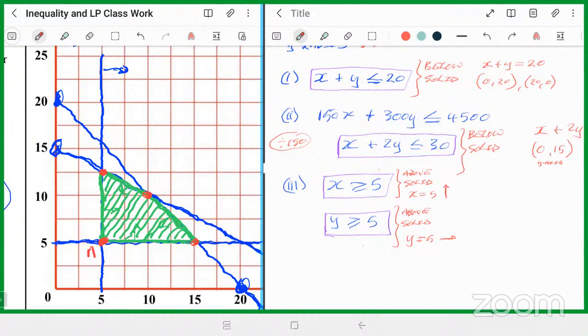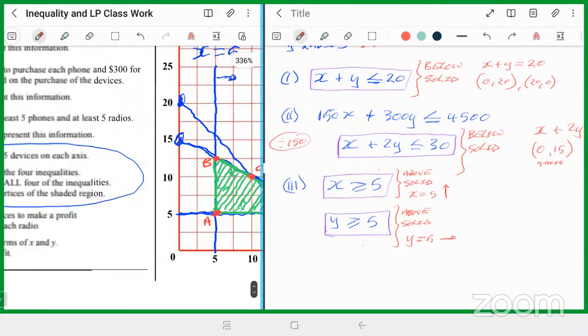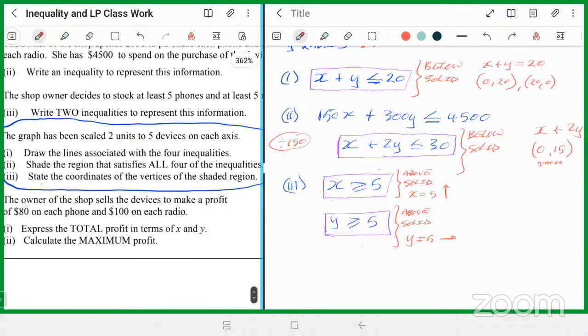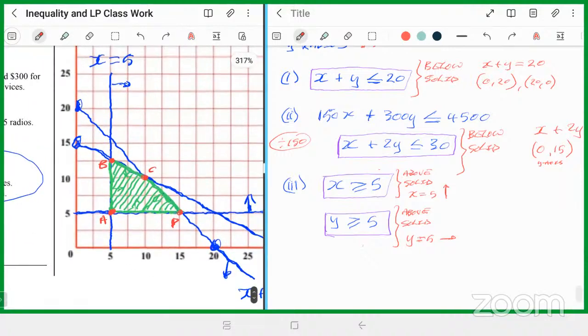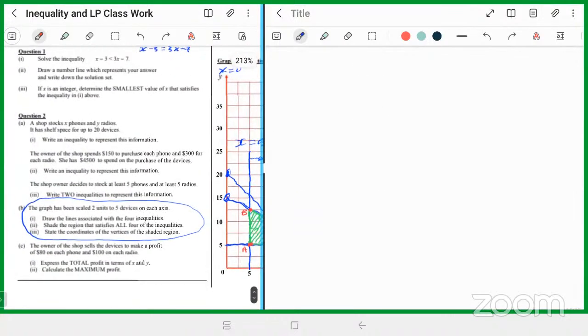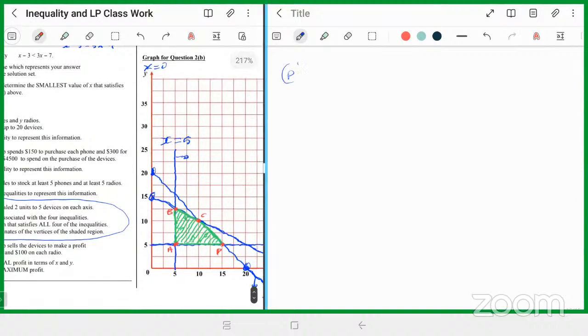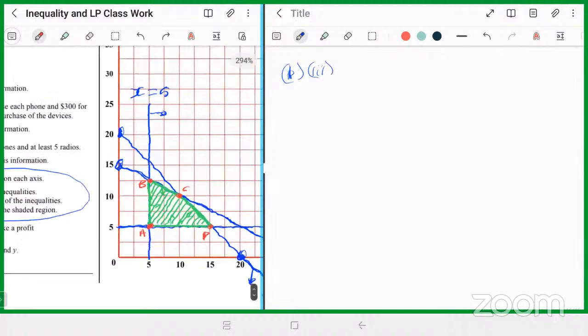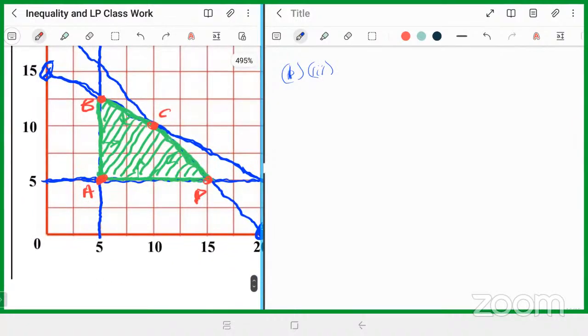Let's name them A, B, C, and D. The question did ask for them, right? See there? It says state the coordinates of the vertices. So we just have to state them. All right, so let's do that down here. So in the third part of B, part 3 was to name the vertices and state the coordinates. So A is clear, the point 5, 5. So A is a point 5, 5.